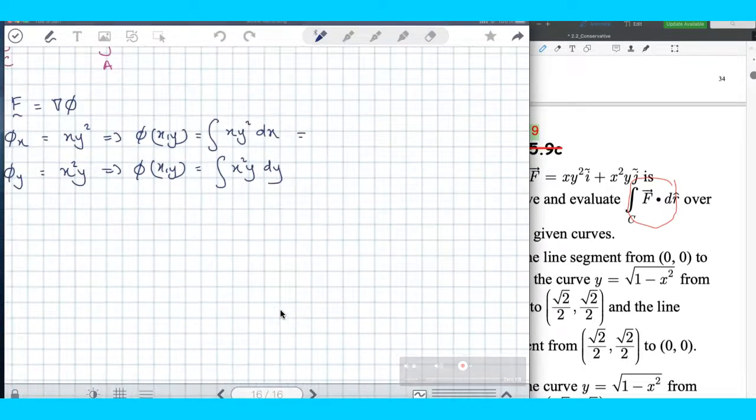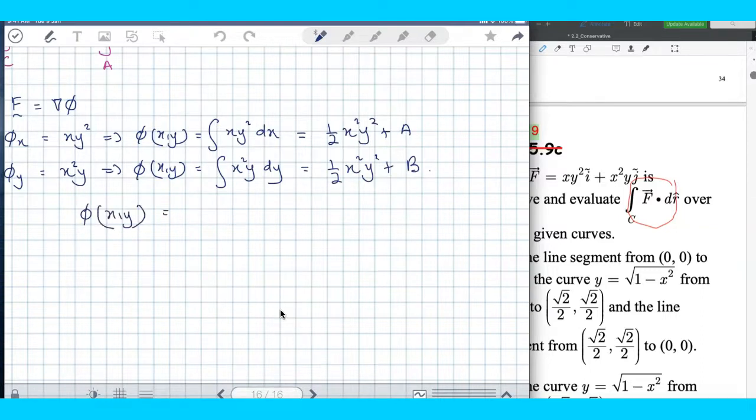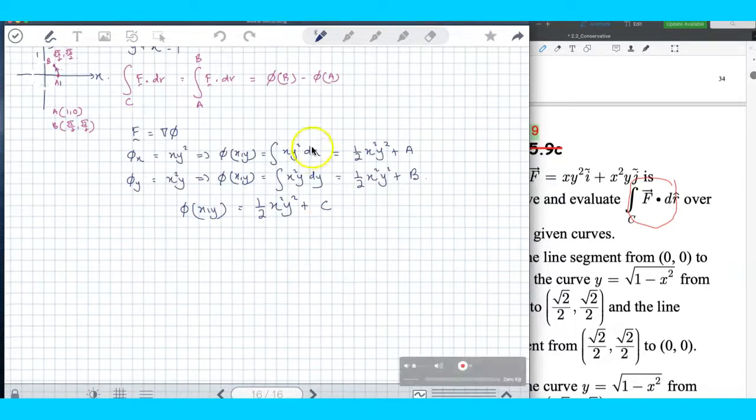Then this will give you 1 over 2 x squared y squared plus a. And the second one will give you 1 over 2 x squared y squared plus b. So when you combine them all together, you have only 1 over 2 x squared y squared plus c. Okay, you have only 2 integrations here because your component is only 2-ing.